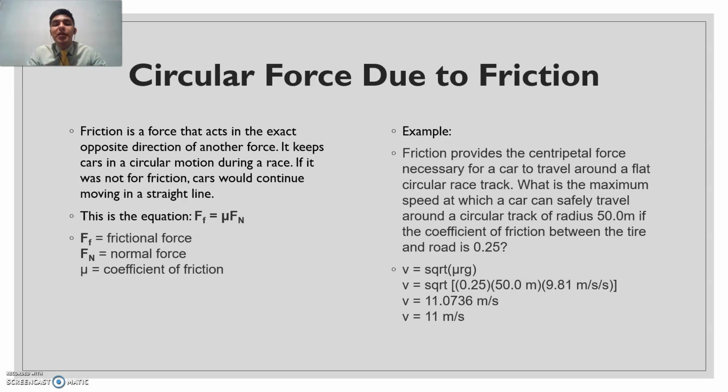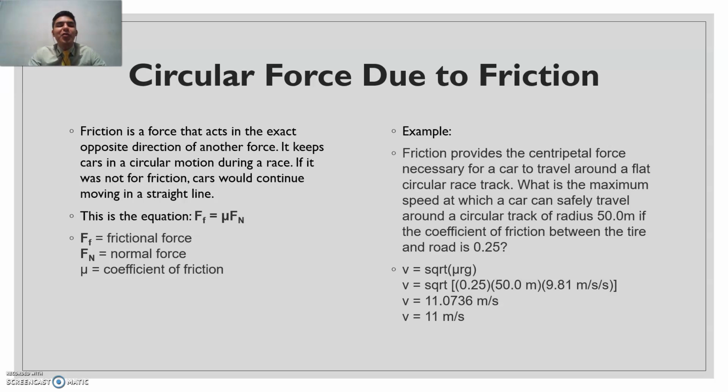Friction provides the centripetal force necessary for a car to travel around a flat circular racetrack. What is the maximum speed at which a car can safely travel around a circular track of radius 50 meters if the coefficient of friction between the tire and road is 0.25?